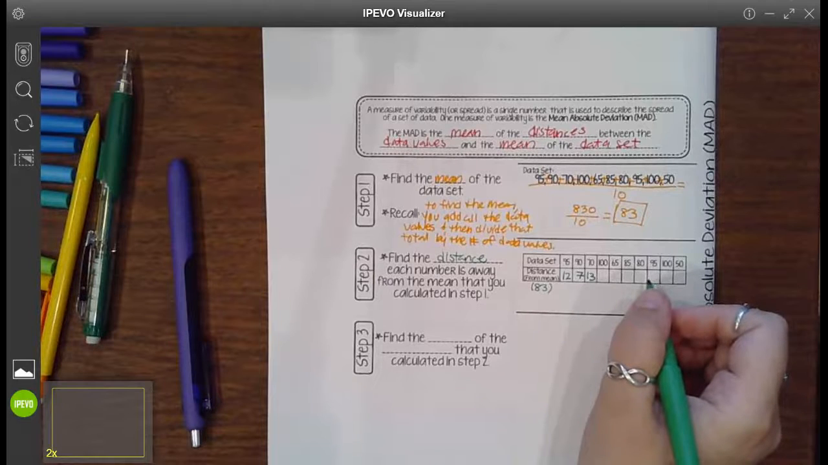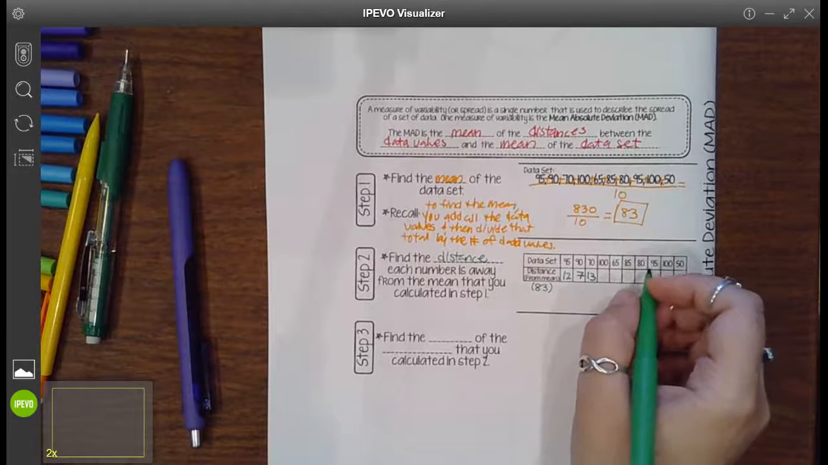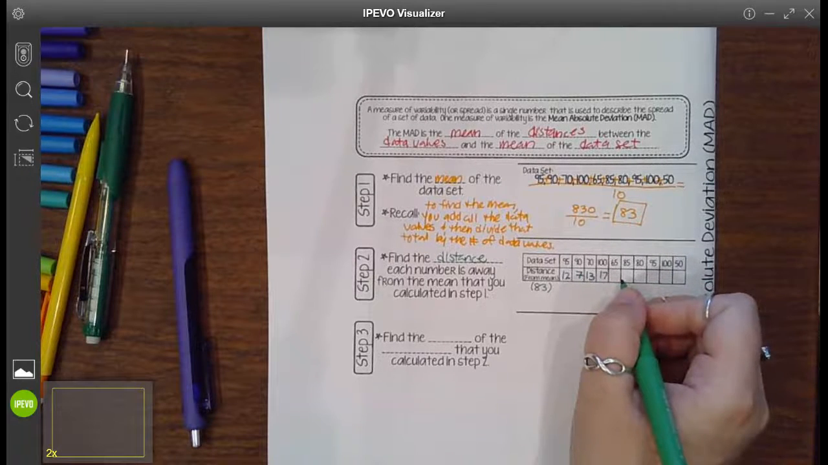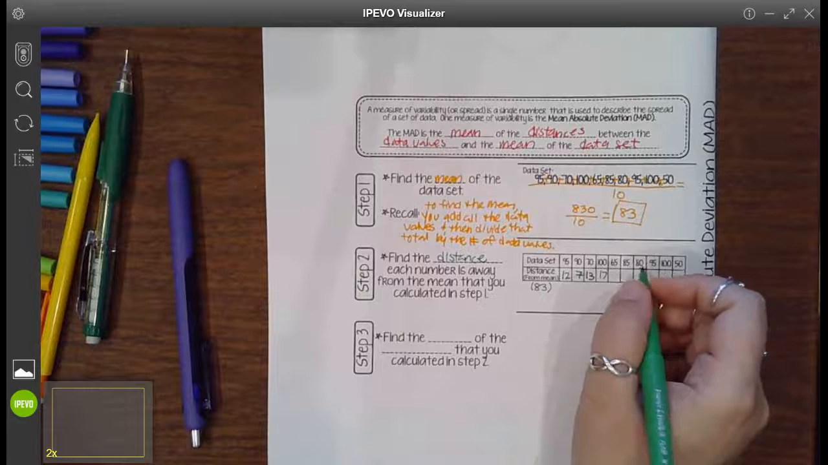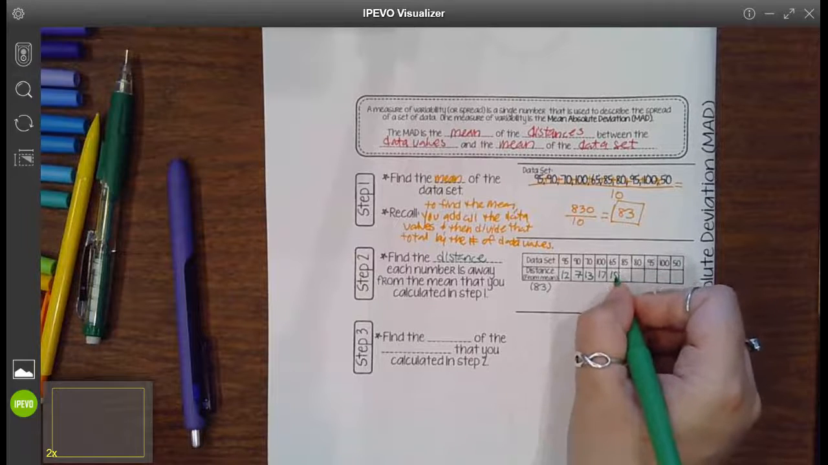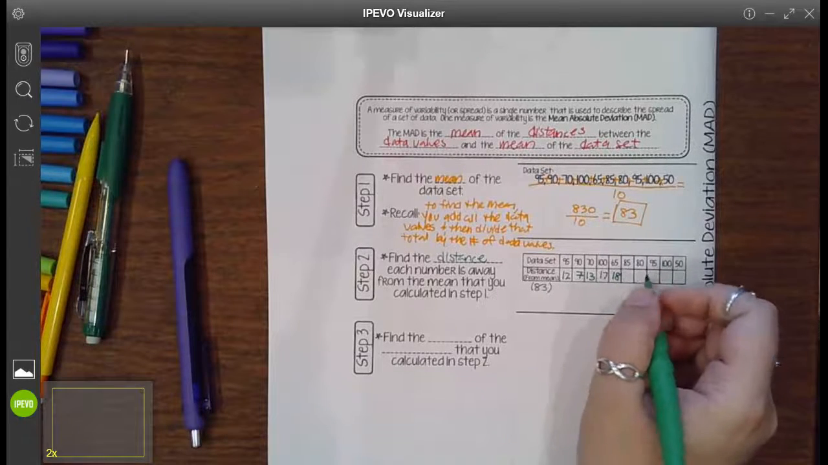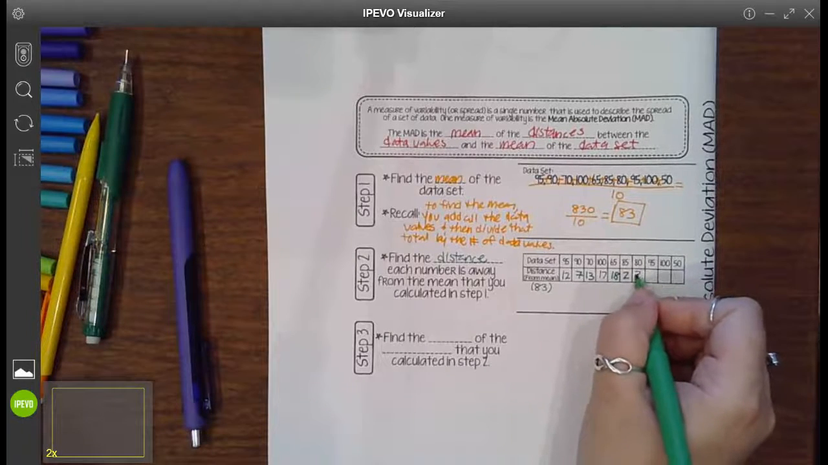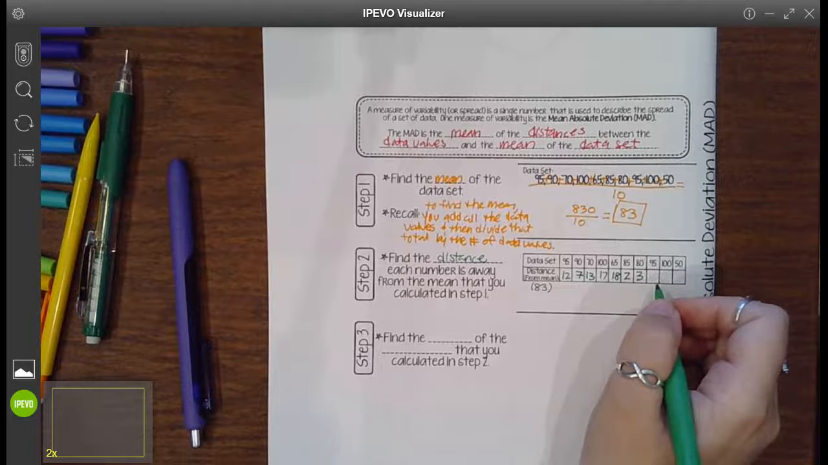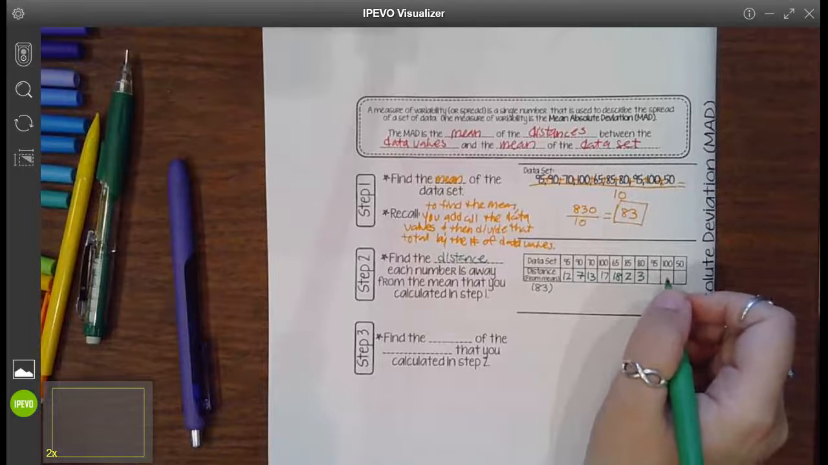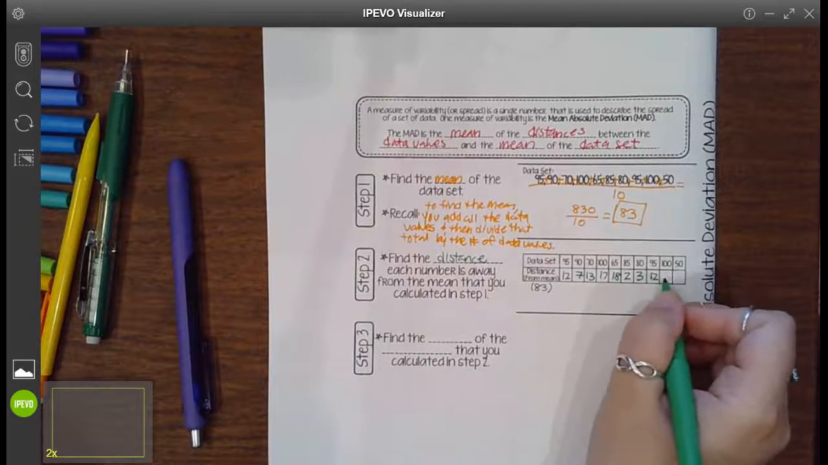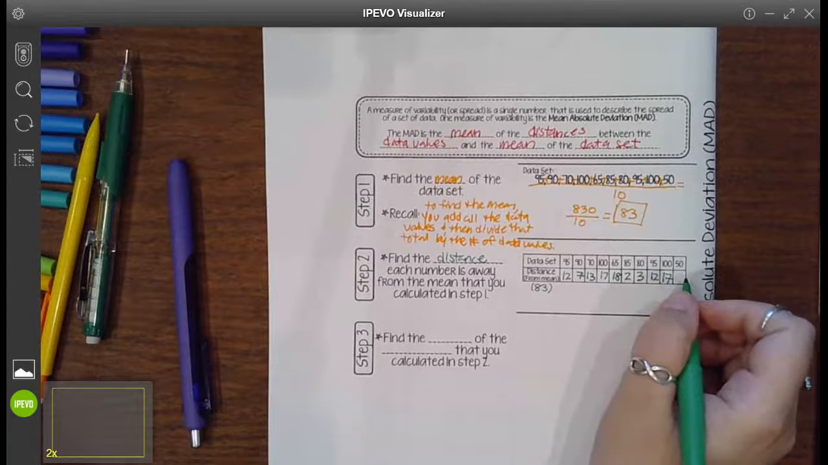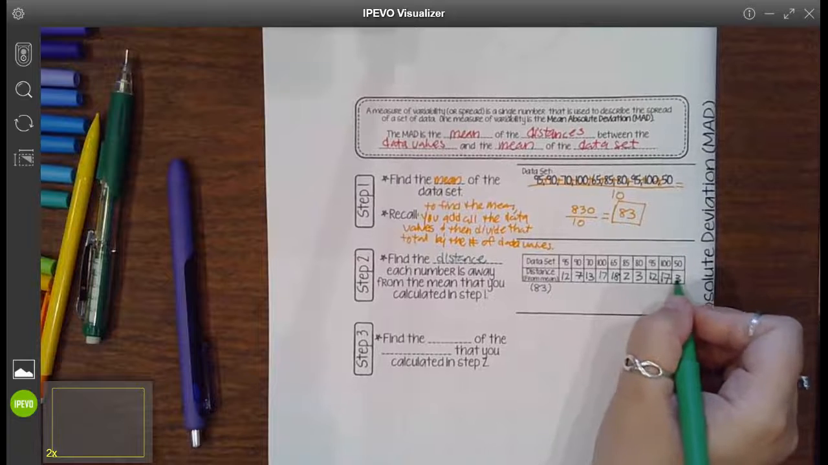Okay, if you unpaused it and now you're back with us, 100 minus 83 is 17. 65 minus 83 is negative 18, but remember we're taking the absolute value of it, so just 18. 85 minus 83 is 2. 80 minus 83 is 3, or negative 3, but absolute value. Okay, 95 minus 83 is 12. 100 minus 83 is 17 again. And 50 minus 83 is 33.